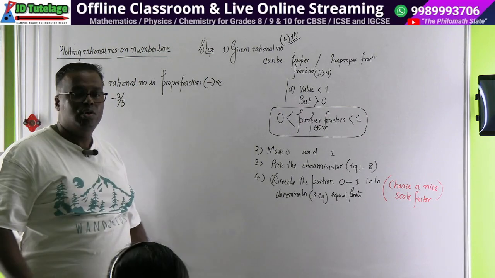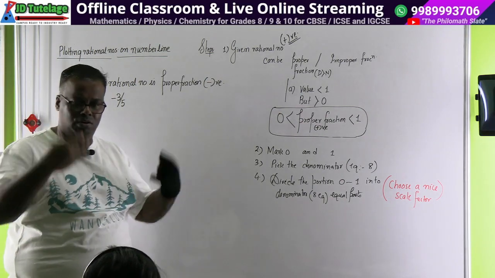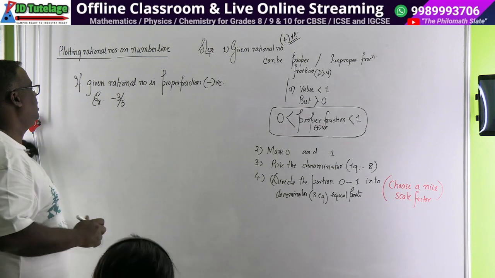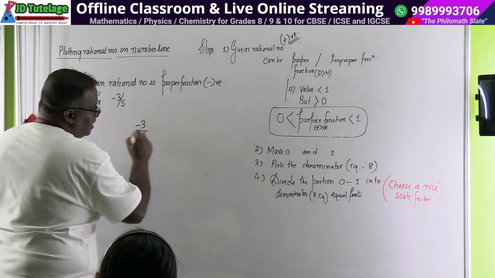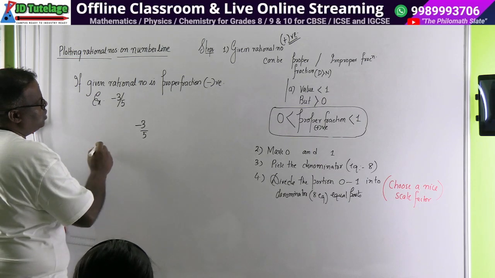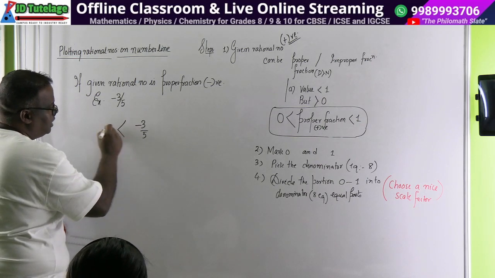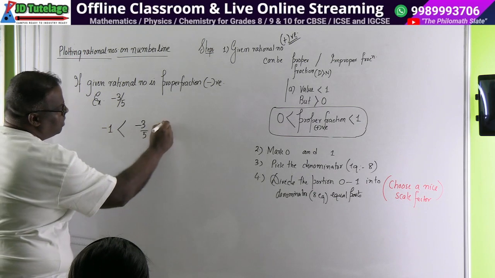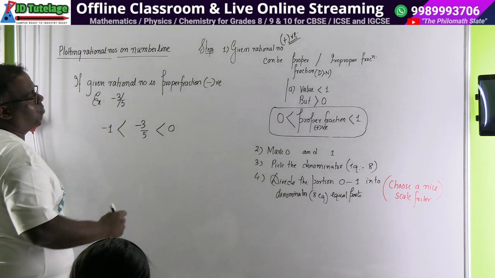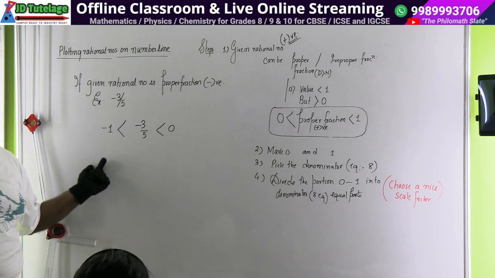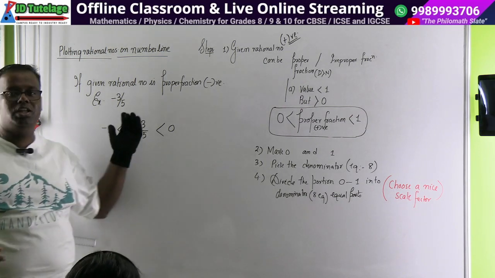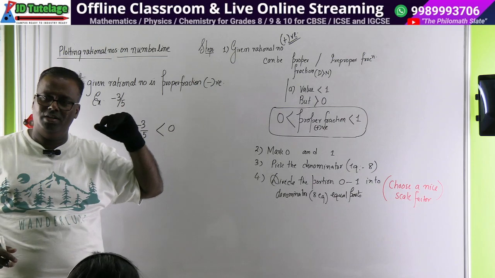ठीक है? What is the value of a proper fraction? Always less than 1. ठीक है? Negative है. The only catch here is negative 3 by 5 is a number which is greater than negative 1 but less than 0. Just the opposite thing. नेगेटिव ना, सो इट इज गेटिंग प्लॉटेड ऑन दिस साइड. अच्छा, 3/5 इज व्हाट? लेस देन 1.